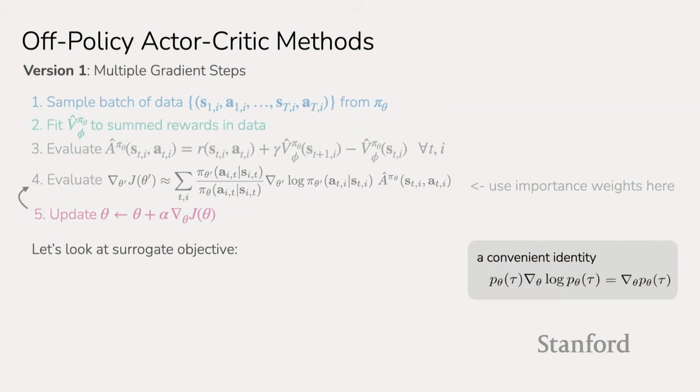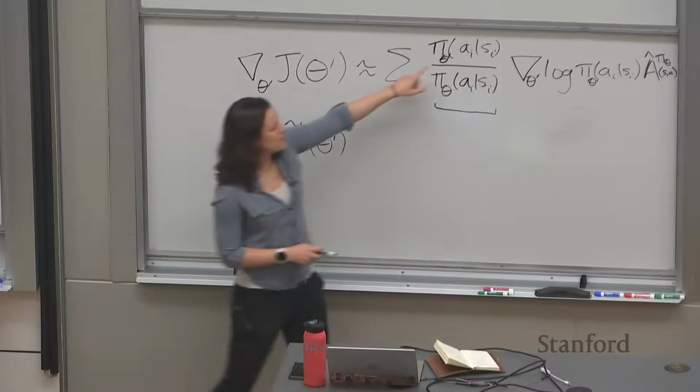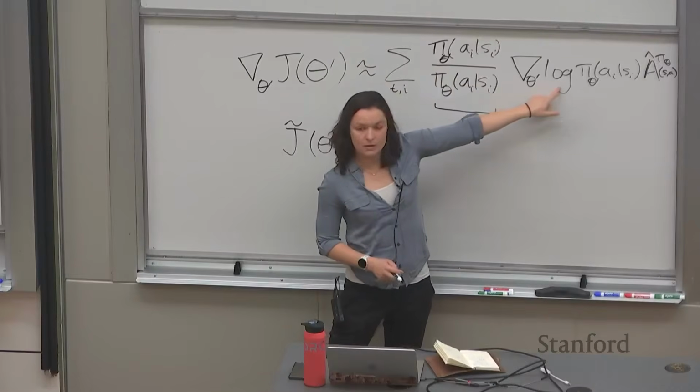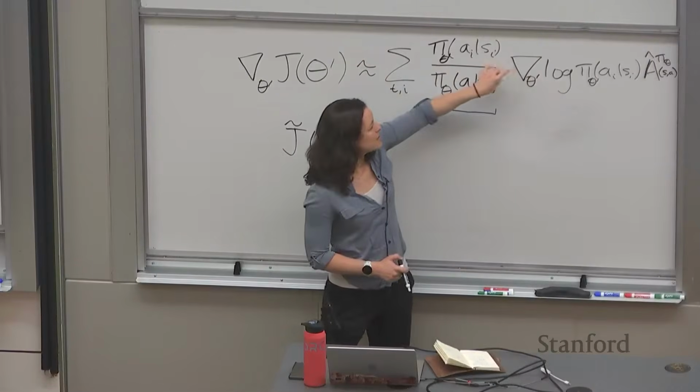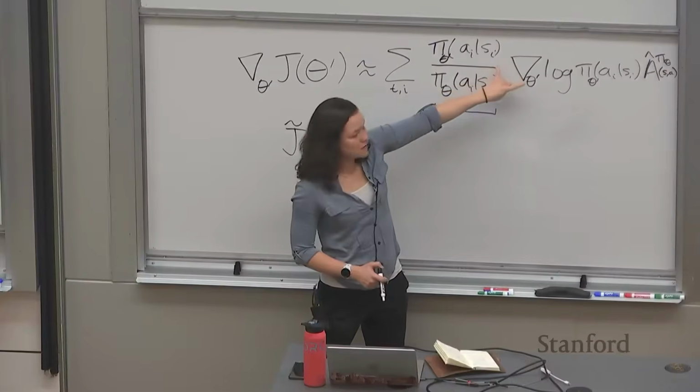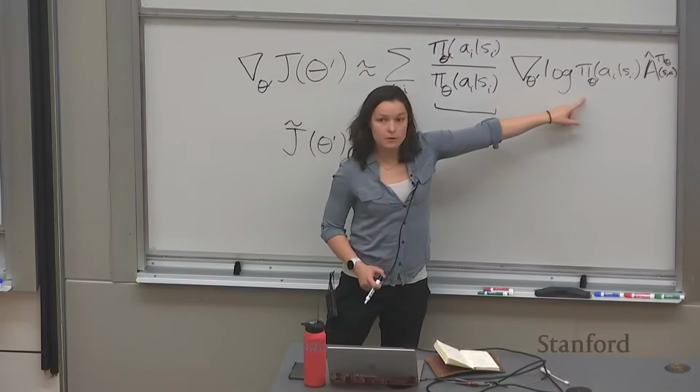Now, to do that, we can remember that we have this convenient identity where a probability times the grad log of a probability is equal to the gradient of the original probability. This is the same log trick that we used to formulate the original policy gradient objective. And the way this comes in handy is that we see this pi grad log pi right here, and so this is equal to the gradient of pi theta prime.